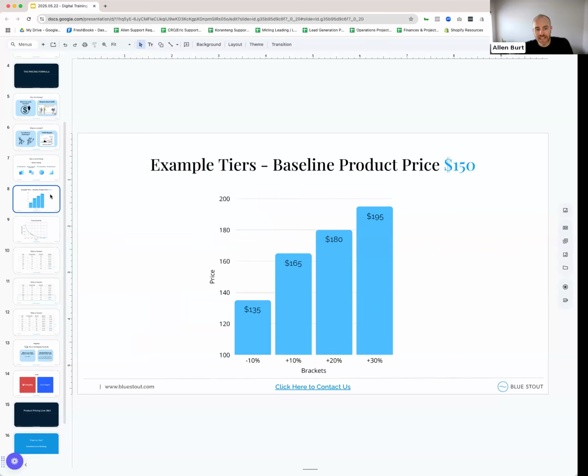So when we talk about setting tiers, Eric, how do you like to think about setting price tiers for the brands that we're working with?